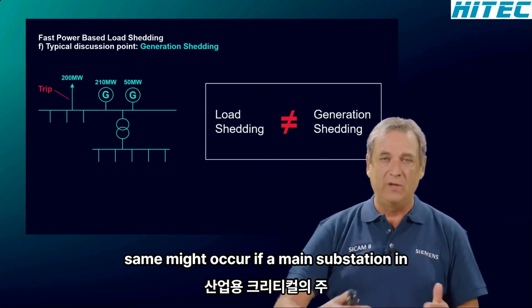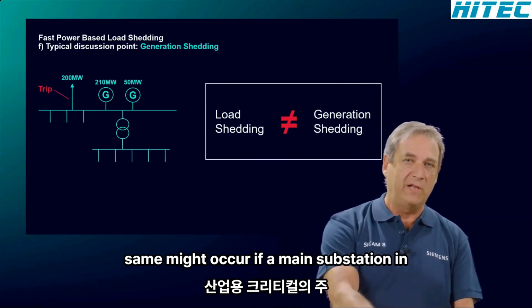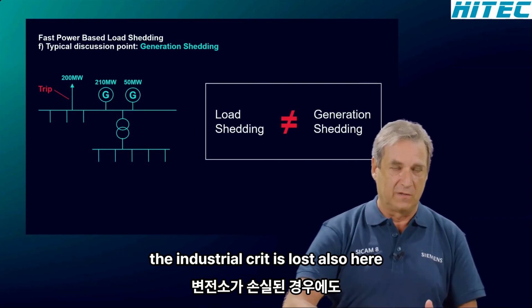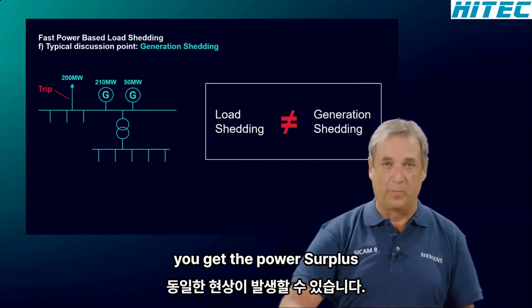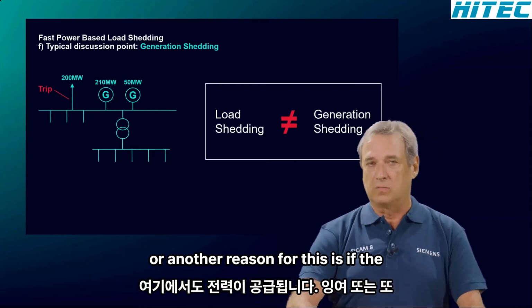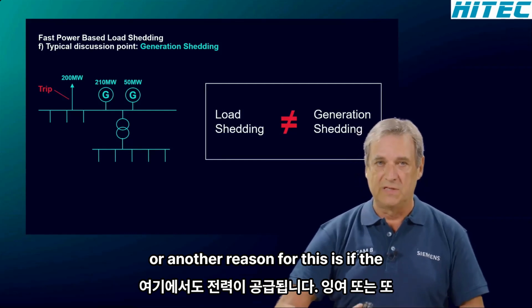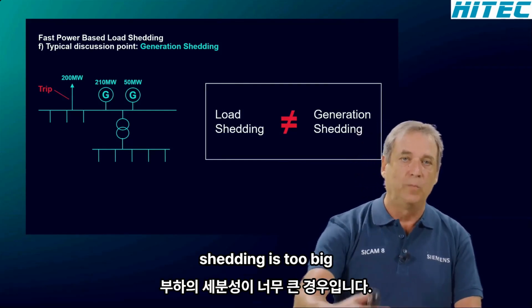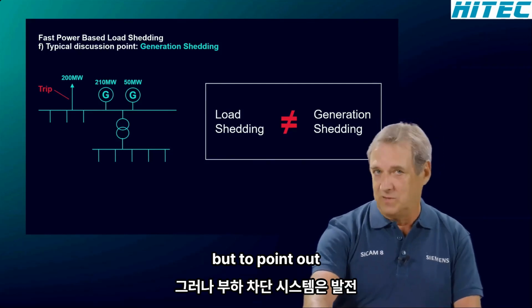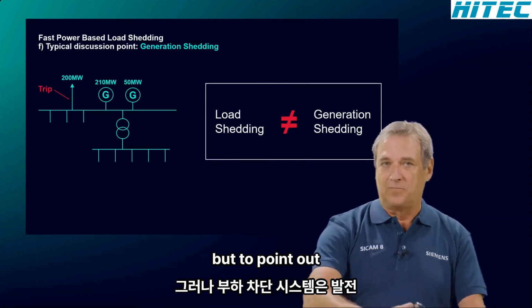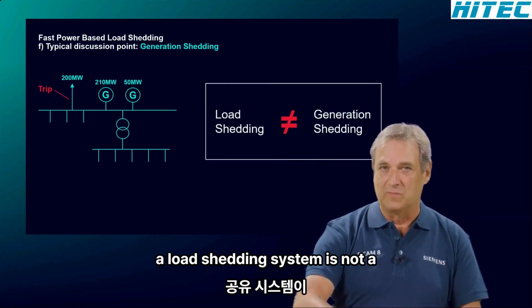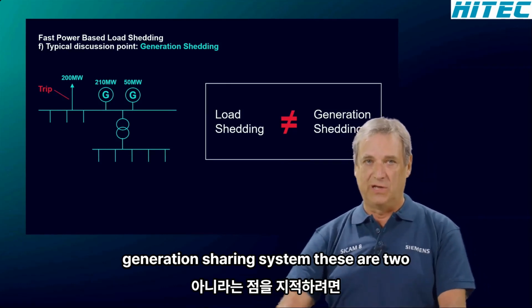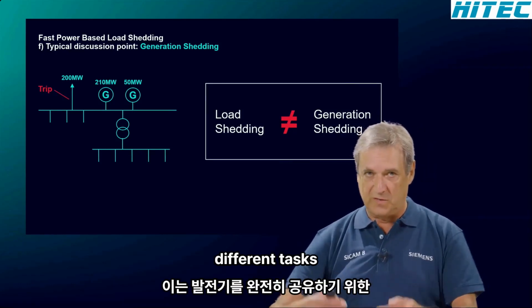The same might occur if a main substation in the industrial grid is lost. Also here you get the power surplus. Or another reason for this is if the granularity of the loads for load shedding is too big. But to point out, a load shedding system is not a generation shedding system. These are two different tasks.